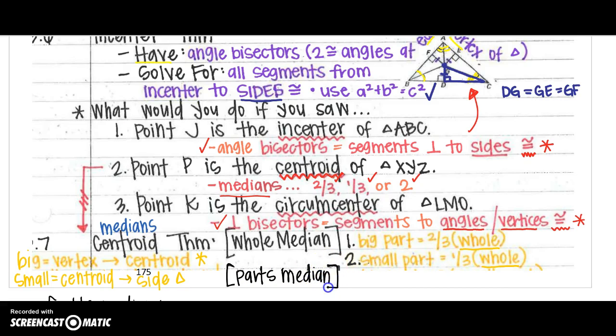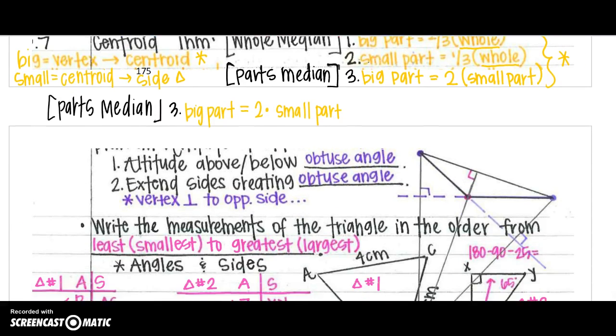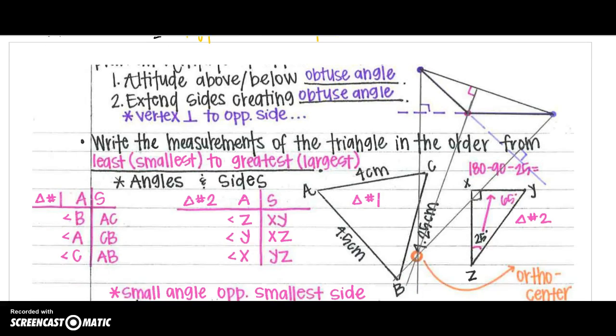So that's if I have the small part and the big part, but I'm not necessarily dealing with the whole. You can say the big part equals 2 times the small part. So make sure you remember all 3 of those equations. Those are very important.